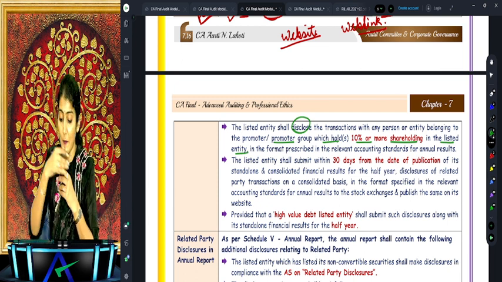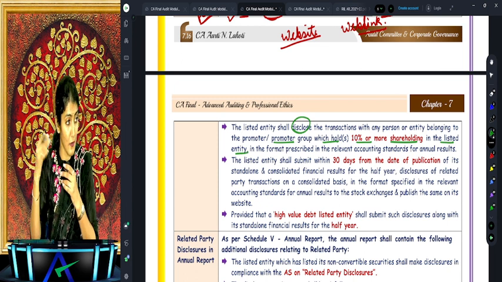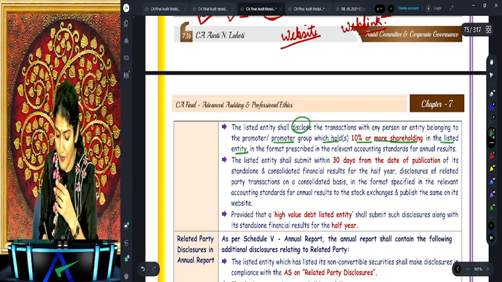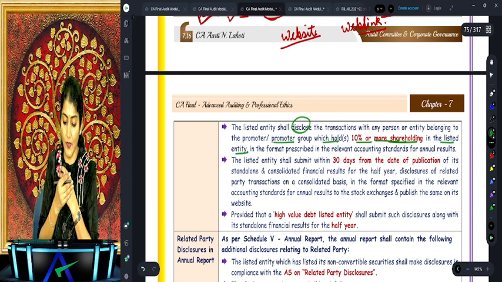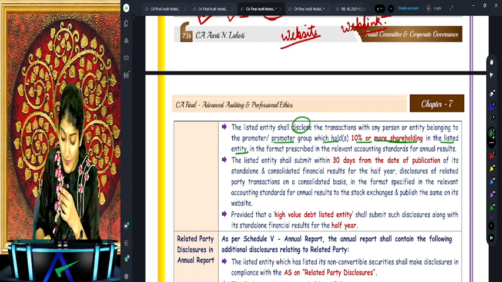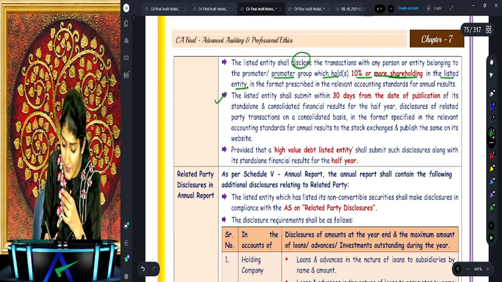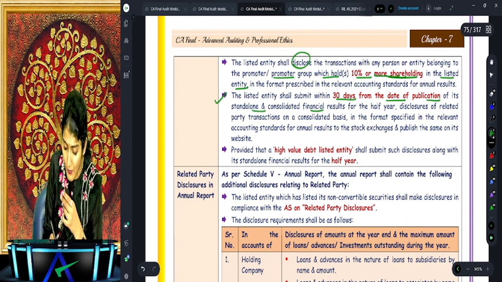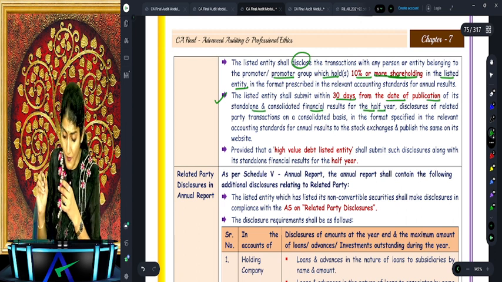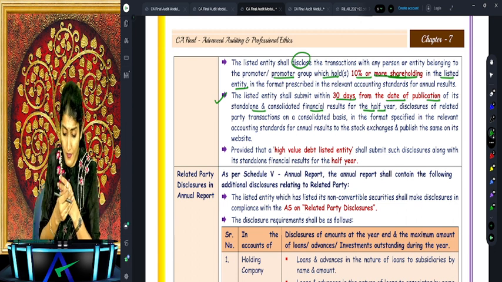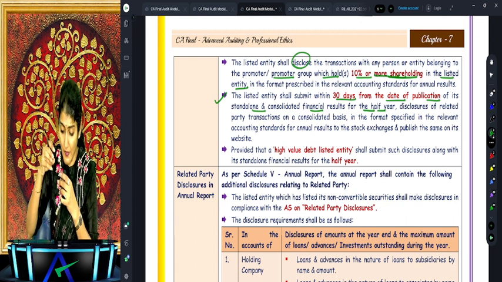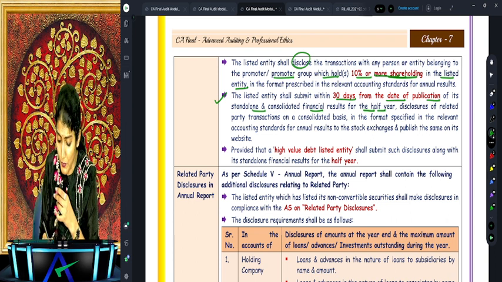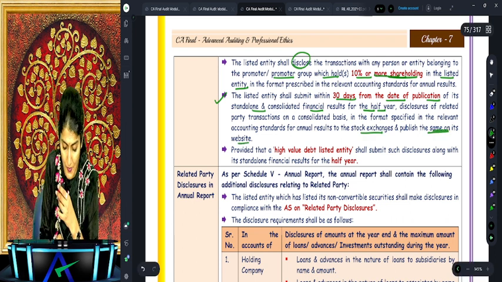So again, what is a blanket condition over there? Disclose the transactions with those people who are holding 10% or more of the shareholding of the listed entity. Then the listed entity shall submit within 30 days from the date of publication of its standalone and consolidated financial results for the half year, disclosures of related party transactions on a consolidated basis in the format specified in the relevant AS for annual results to the stock exchanges and publish the same on the website.